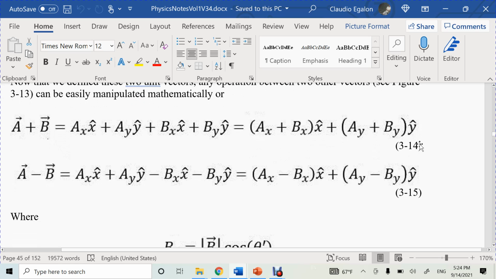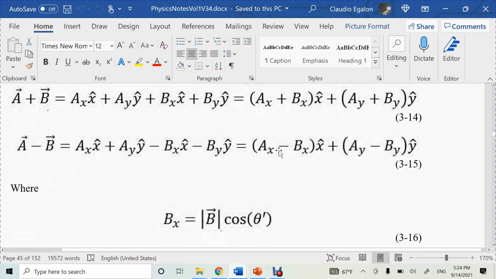For the negative, you subtract the vectors, okay? So it's one component minus the respective component of the other. In both cases, component of the one minus the respective component of the other.